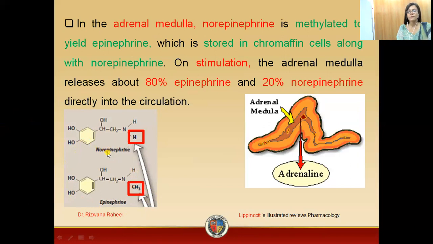This epinephrine is converted into its form. It is the conversion of norepinephrine. So in adrenal medulla, norepinephrine after methylation is converted into epinephrine. That is by the addition of a methyl group to the norepinephrine, we have epinephrine. Now both of these epinephrine and norepinephrine are stored in the chromaffin cells, which are present in adrenal medulla. Now, whenever there is stimulation of the adrenal medulla, there will be release of 80% epinephrine, which is known as adrenaline, and 20% of the norepinephrine.